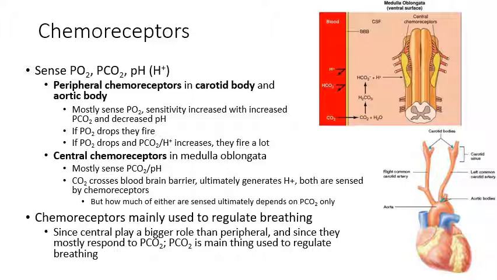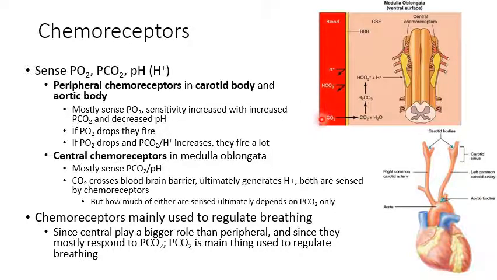Then you also have the central chemoreceptors found in the medulla oblongata. They're shown in these yellow strips here on either side of the medulla oblongata. They are able to sense all three things as well, but the main thing that they sense is the partial pressure of carbon dioxide and the pH. So they don't sense the oxygen as much. The way that they're able to sense that is actually just because carbon dioxide can cross the blood-brain barrier. So they're not directly sensing the pH of your blood because hydrogen ions in the blood don't cross the blood-brain barrier. Carbon dioxide can cross only.